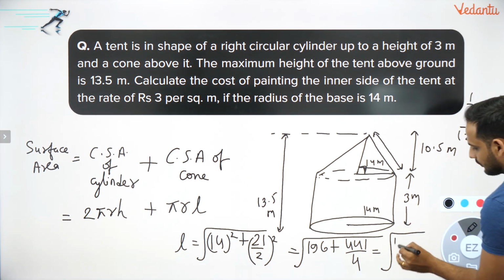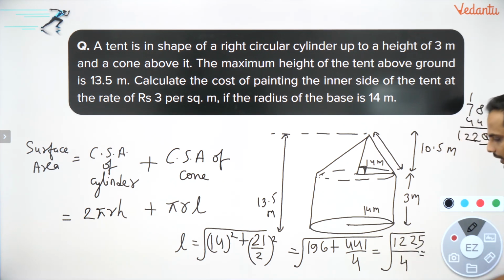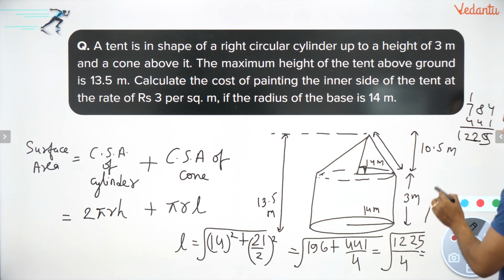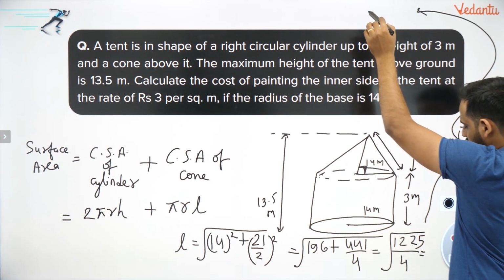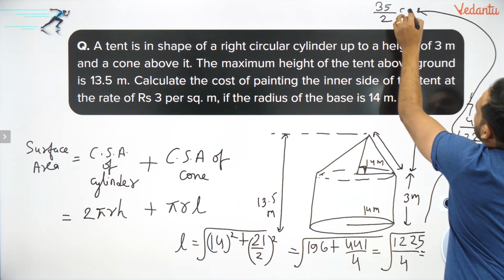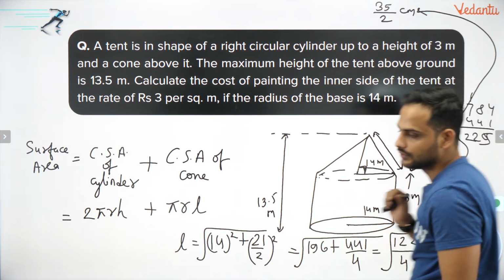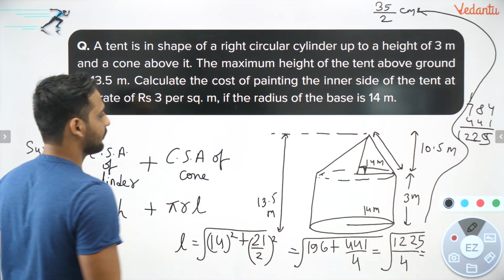So you are getting overall 1225 by 4. And if you will do the square root of both the sides, 1225 square root is equal to 35 by 2 centimeters. So the slant height is 35 by 2, or you can say 17.5 centimeter. Okay, so this is how we have got the L also.